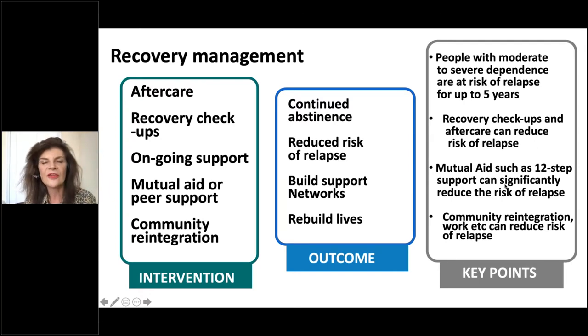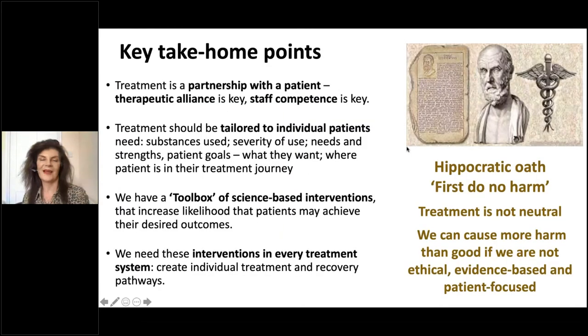Got good evidence that mutual aid, such as 12-step support, can significantly reduce the risk of relapse, and also community integration or reintegration and work, etc., can also be highly beneficial. So let me move to my last slide and my key take-home points.